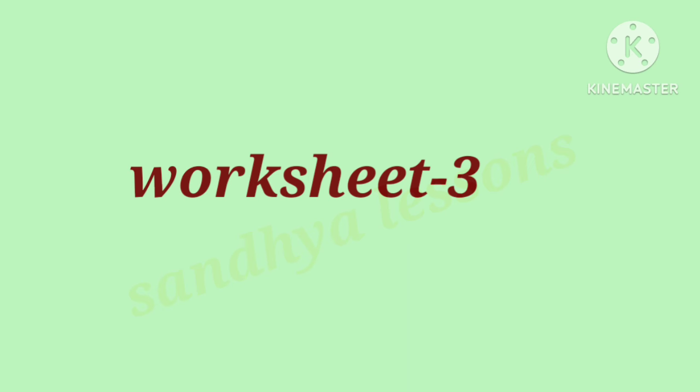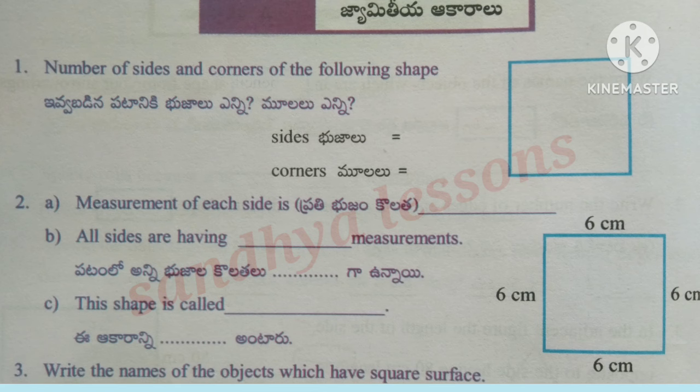Worksheet 3. First Roman, number of sides and corners of the following shape. Sides is equal to 4, corners is equal to 4. Second question, measurement of each side is 6 cm. All sides are having equal measurements. This shape is called square.